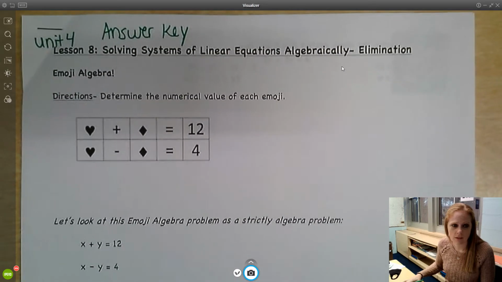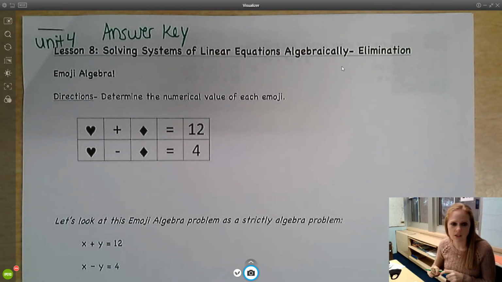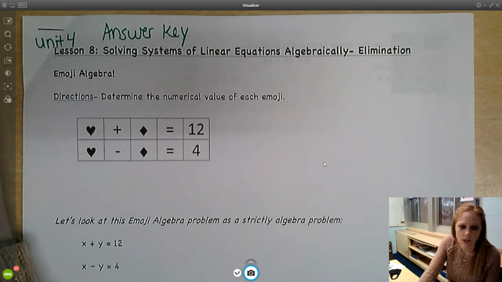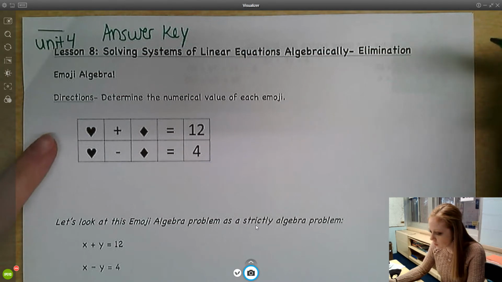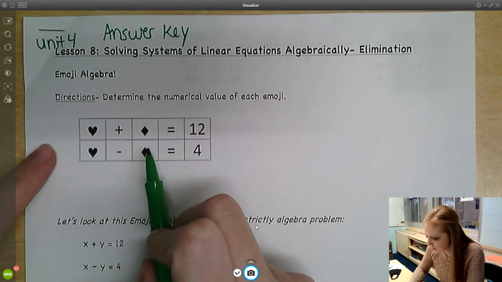All right. This is from Unit 4, Lesson 8, Solving Systems of Linear Equations Algebraically Using Elimination. Our first day using elimination. Okay, so we start off with a little warm-up with some heart and diamond emojis.